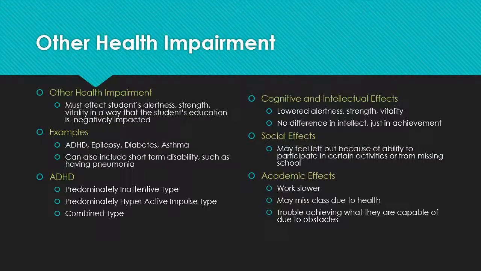Other health impairments include a lot of different types of things, but a huge one is ADHD. But basically, mostly other health impairments just really means that there's lower alertness, there's potentially lower strength, lower vitality. That can affect a student's ability to work quickly in class. It can make it difficult to be at school all the time. They might have to be out if there's something going on like pneumonia, or if they have to be hospitalized with epilepsy and that sort of thing.